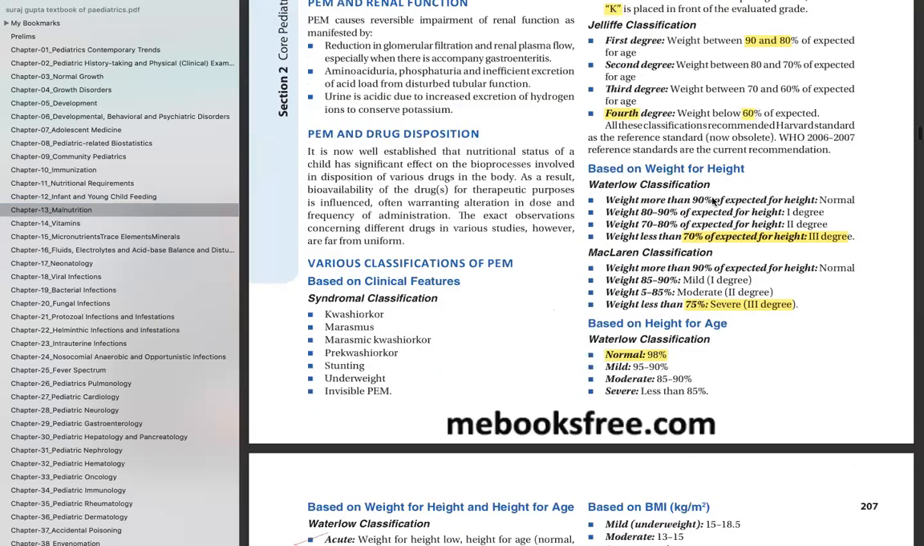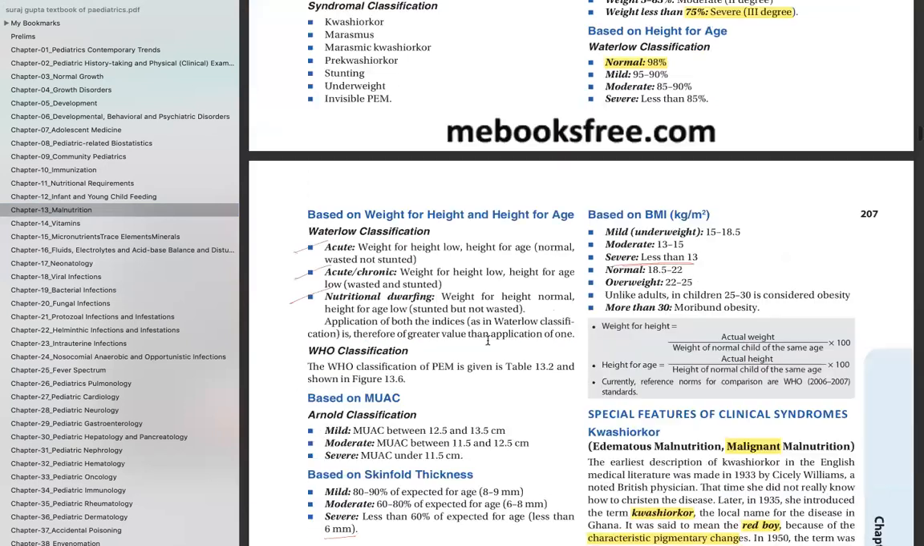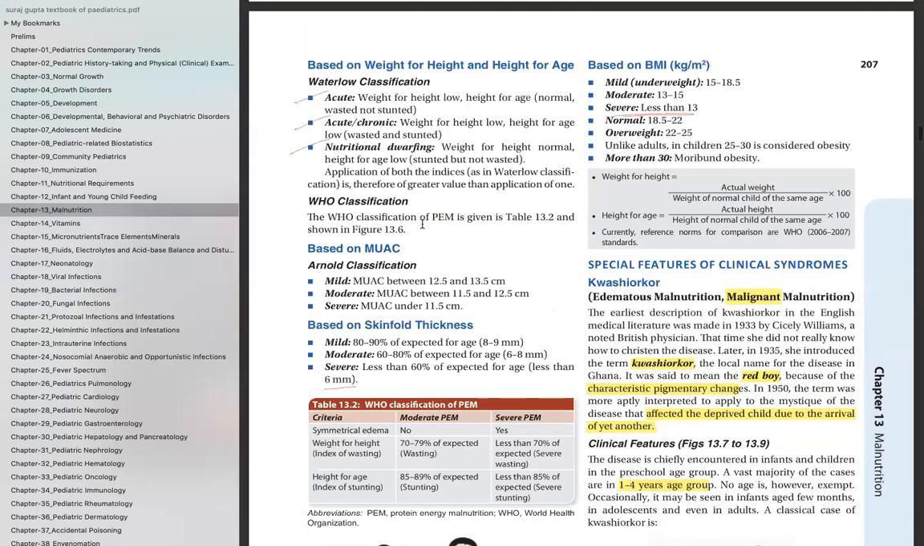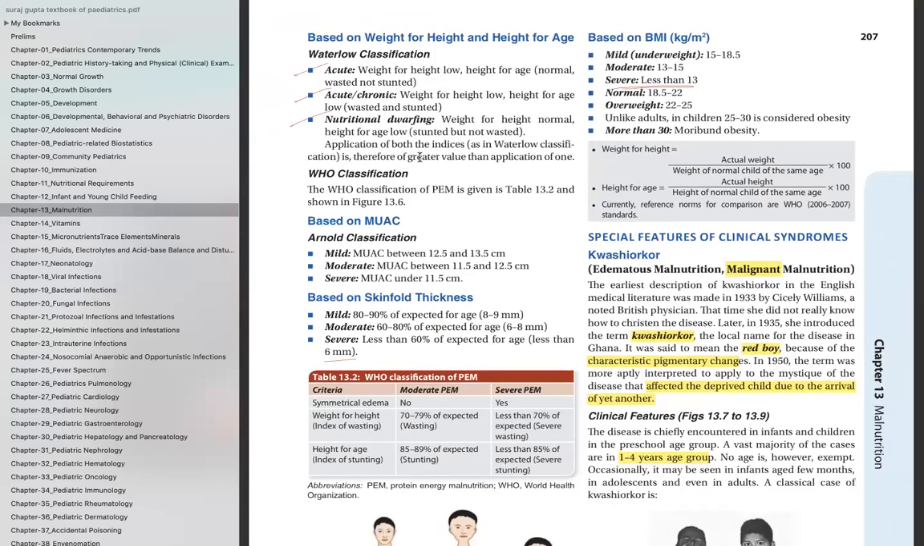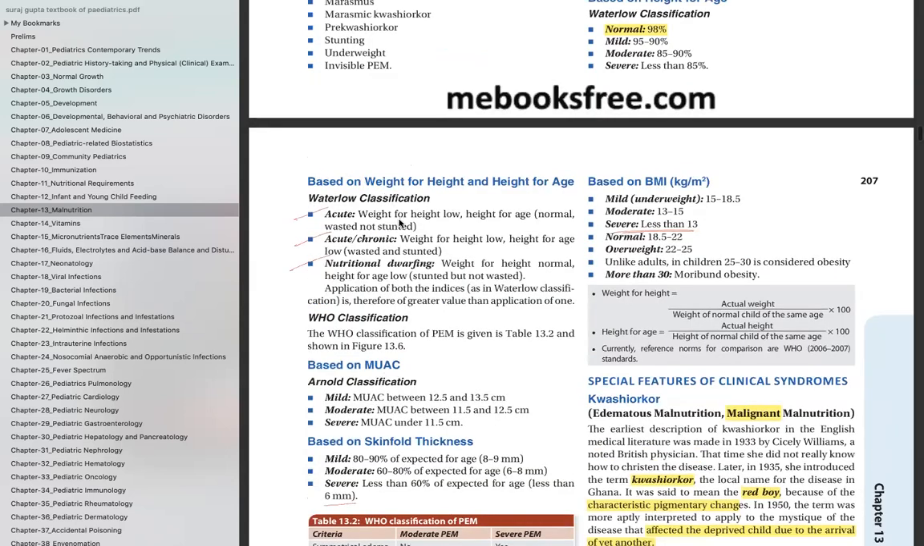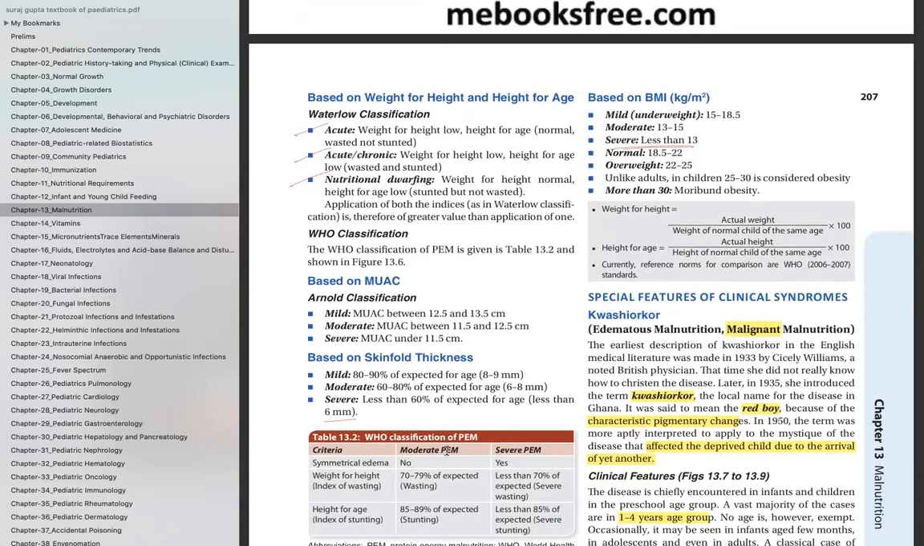So separately, there is a height classification and a weight classification. One thing that is combined is Waterloo. Both WHO classification and Waterloo are almost the same. WHO classification also has weight for height and height for age, and Waterloo also has weight for height and height for age. Remember like that. Both have it in common.